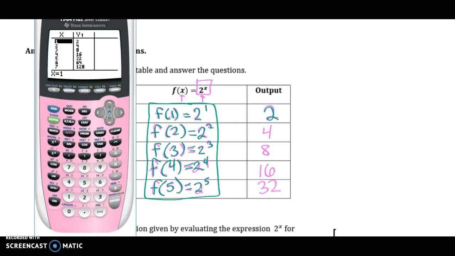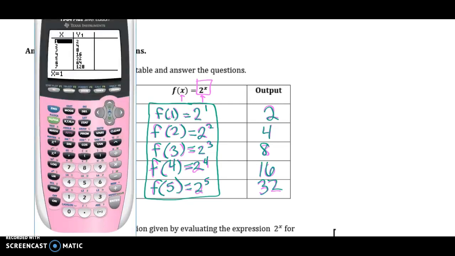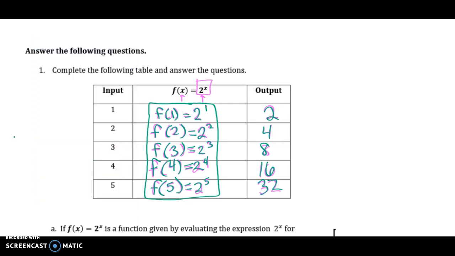And at 2, I see an output of 4. At 3, I see the 8. At 4, you saw the 16. And at 5, you saw the 32. So it's the same amount of work that's being written down. It's just a lot less for you to actually do.